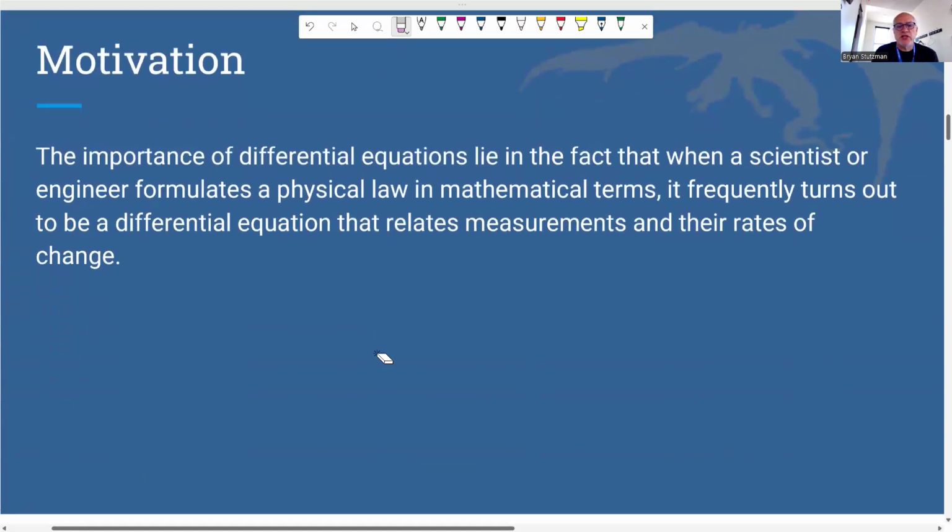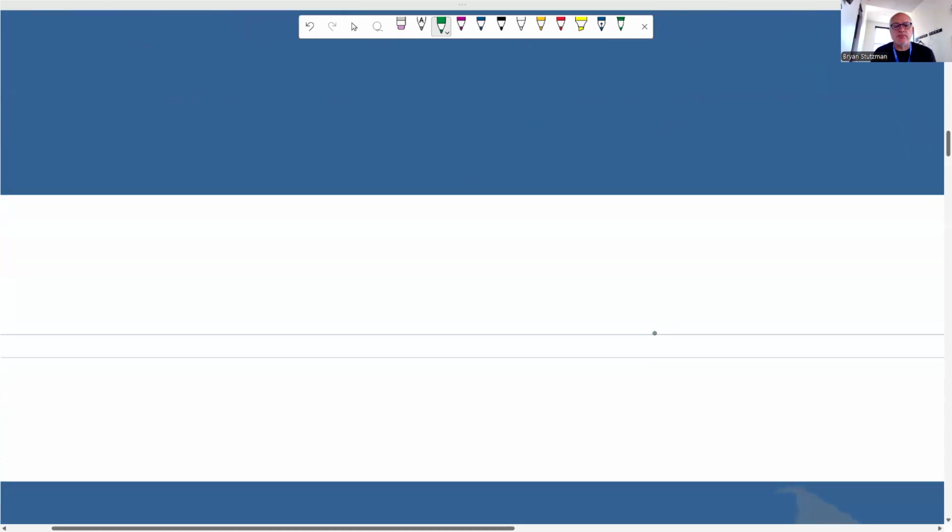So, a differential equation connects differentials, which are rates of change, to values of a function. And it happens a lot, people study it in a lot of places. It could be a physical scientist, like a chemist, an engineer, a biologist, or a physicist, or it could be a social scientist, like an economist. A differential equation relates measurements and the rates of change.